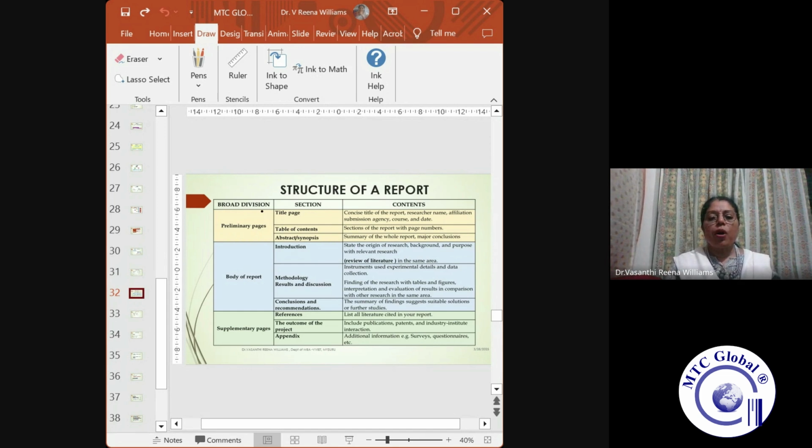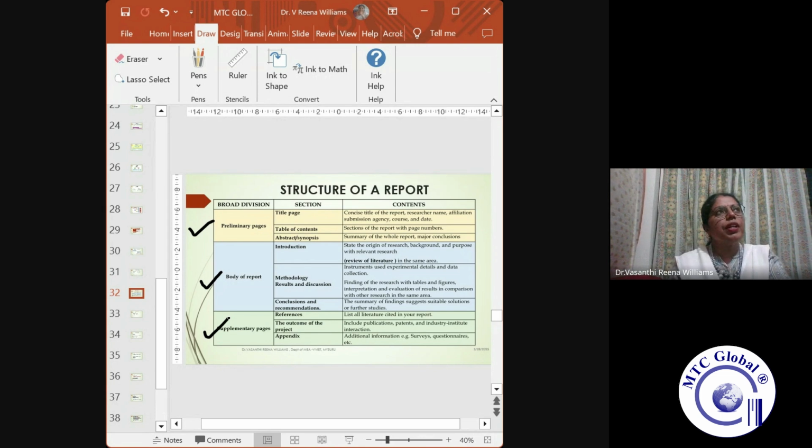Okay, so broad division, it is divided into 3 sections. Preliminary pages. Okay, first is the preliminary page, then the body of the report, and thirdly, supplementary page. Okay, I'm just giving you a, see again, sometimes each university will have its own format. You need to follow that. It's not that what I'm mentioning need be the same. It might be the same, it might be different as well. You need to follow the guidelines.